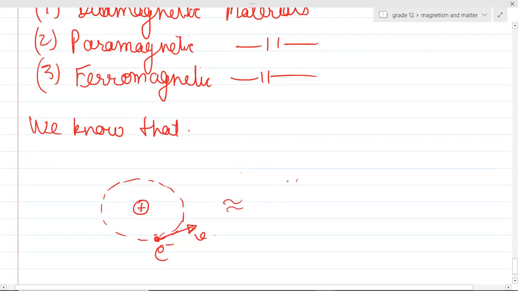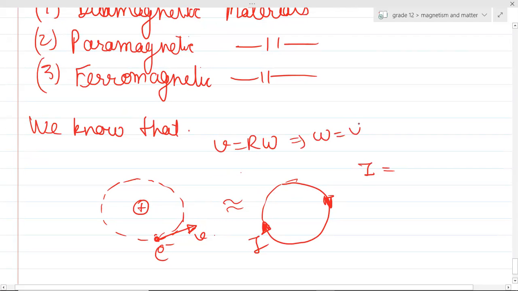You can assume this to be an equivalent current which is flowing in a circuit. If electrons are flowing anti-clockwise, then current will be flowing clockwise, right? What will be the value of this particular thing? Suppose if it is going with V, then V is equal to R omega, and omega is basically equal to V by R. And we also know omega is nothing but 2 pi by T. So from here, T will be equal to 2 pi by omega, and I can convert it into the form of V and R, right? Yes or no?